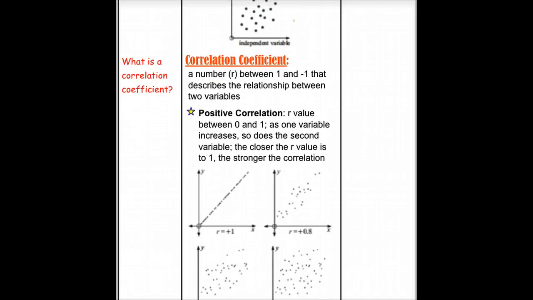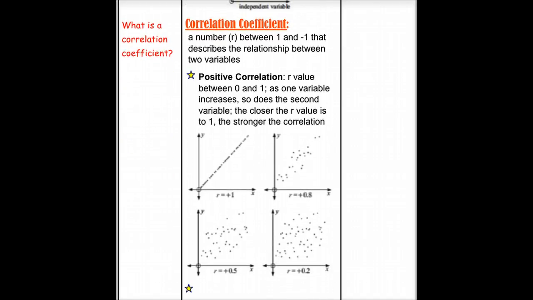So if you look at these pictures here, this first one has an R value of +1, and the dots form a straight line. Now, the next one has an R value of 0.8. They're pretty close to a general best fit line, and it's a pretty strong correlation.